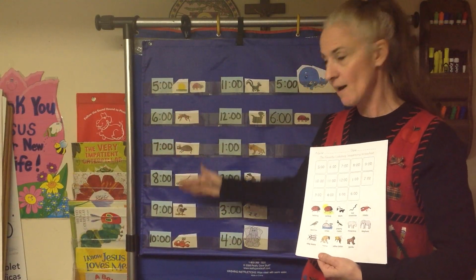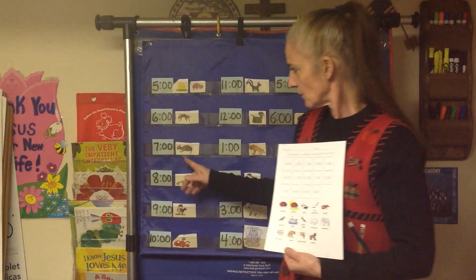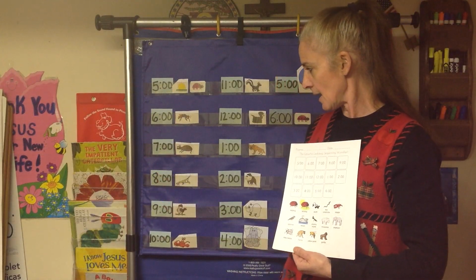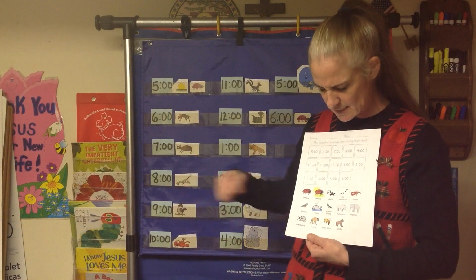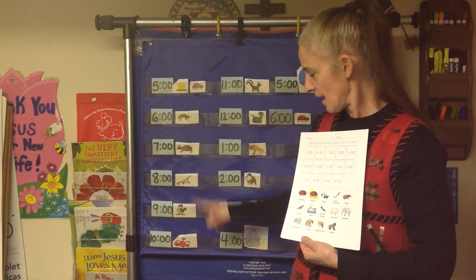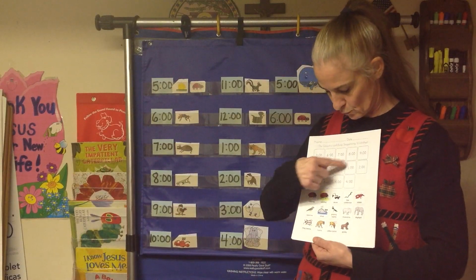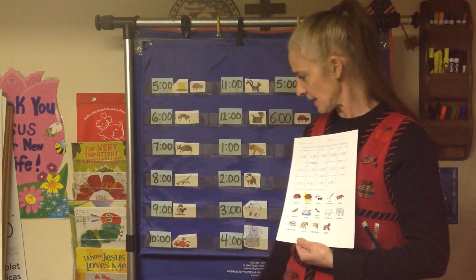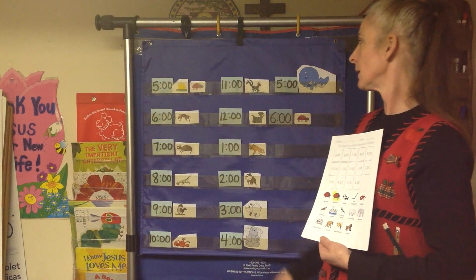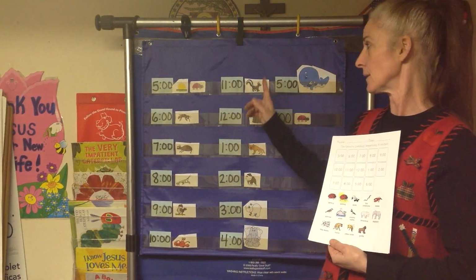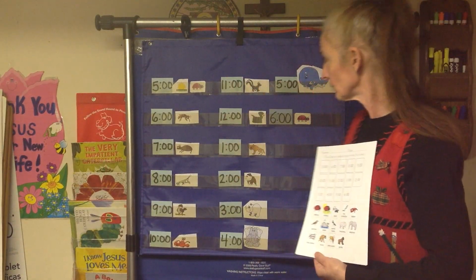Remember, each time the character gets larger. So we're still a.m. At 8 a.m., he met a praying mantis. Okay. At 9 a.m., he met a sparrow. Find a sparrow and glue it at 9 a.m. At 10 a.m., he met a lobster. At 11 a.m., he met a skunk.